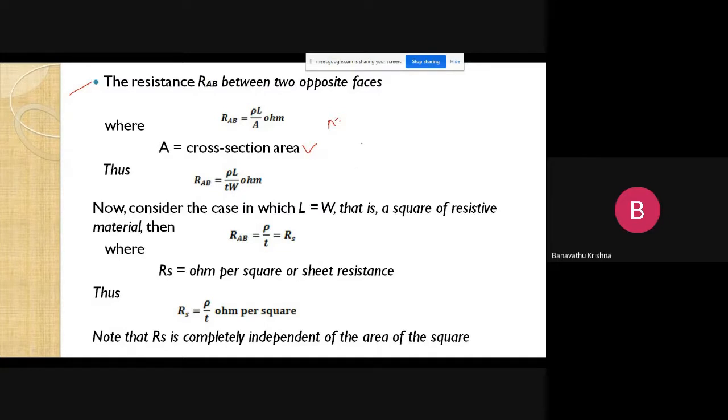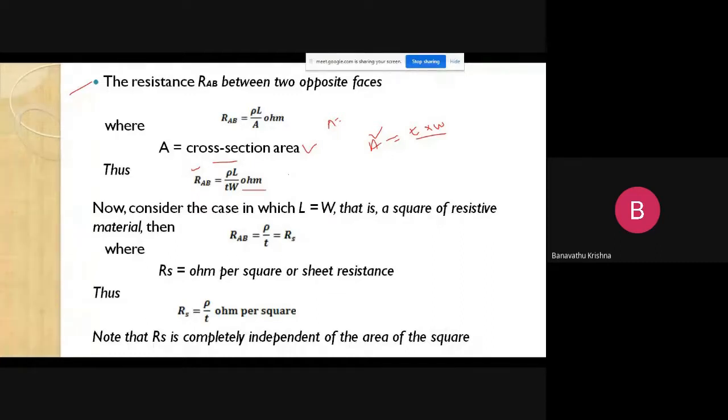Here the cross-sectional area of this material is A equal to T into W, the thickness and the width of the material. So instead of A, you can substitute T into W. So RAB equals rho into L by T into W. Here R is the resistance, and its unit is ohms.